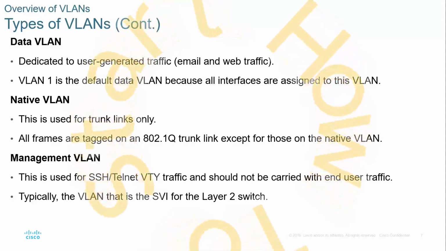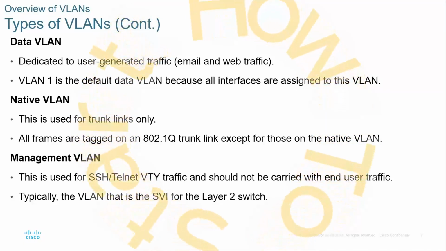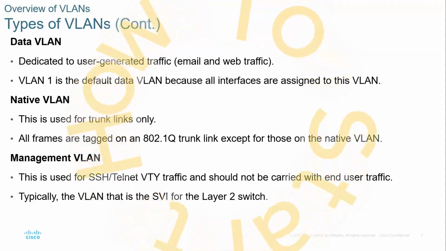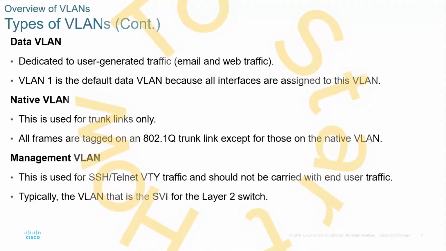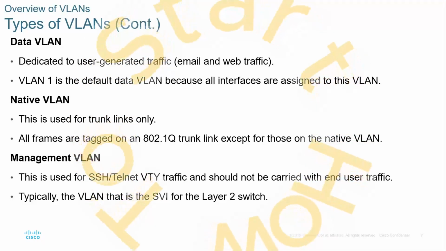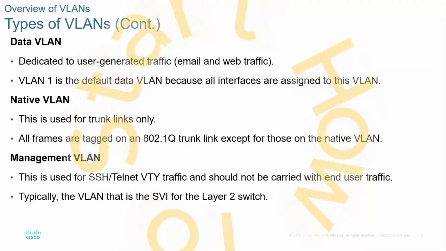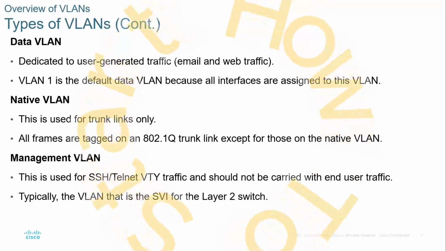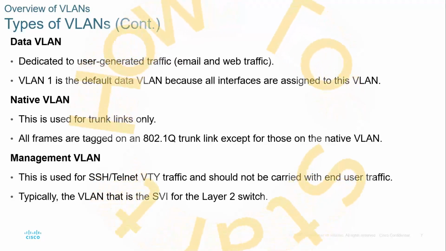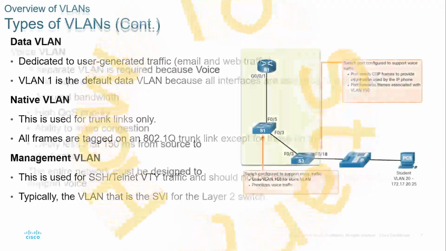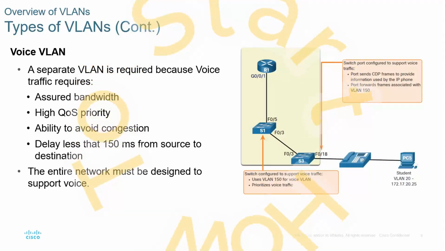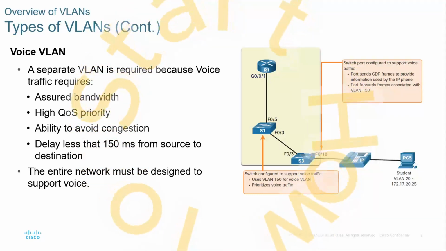The native VLAN is used for trunking links only. These are where all the frames are tagged as part of the native VLAN, except for the trunk link. The management VLAN is going to be the VLAN that you use for management, but again, it's still a data VLAN. We also have a voice VLAN. That's going to allow for voice traffic.